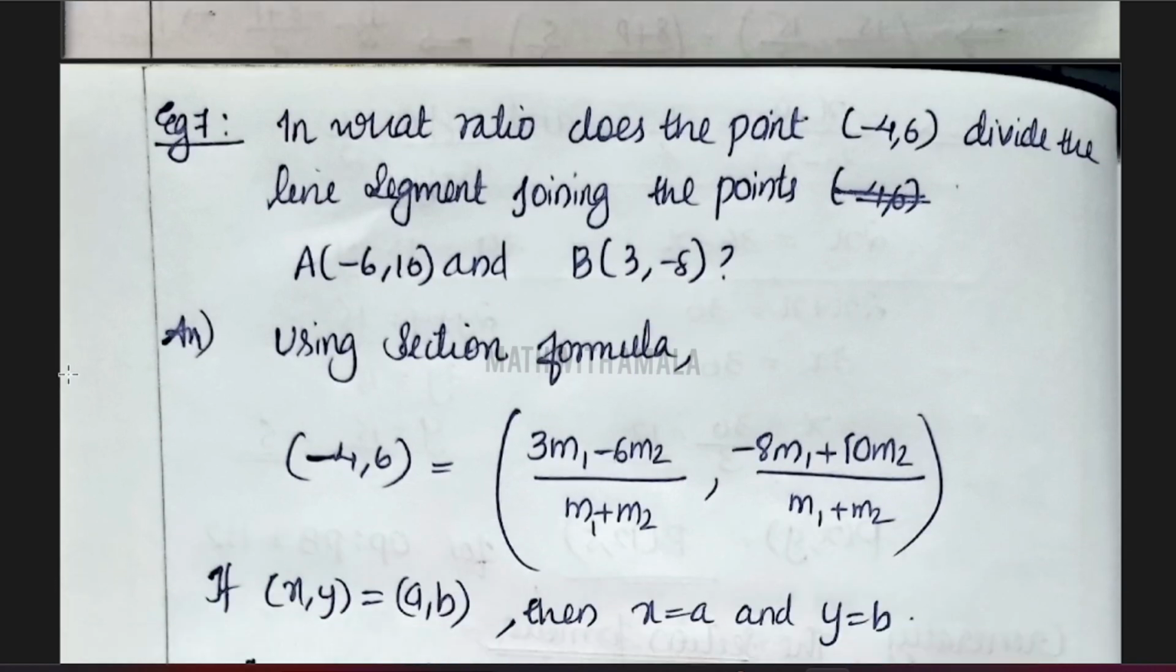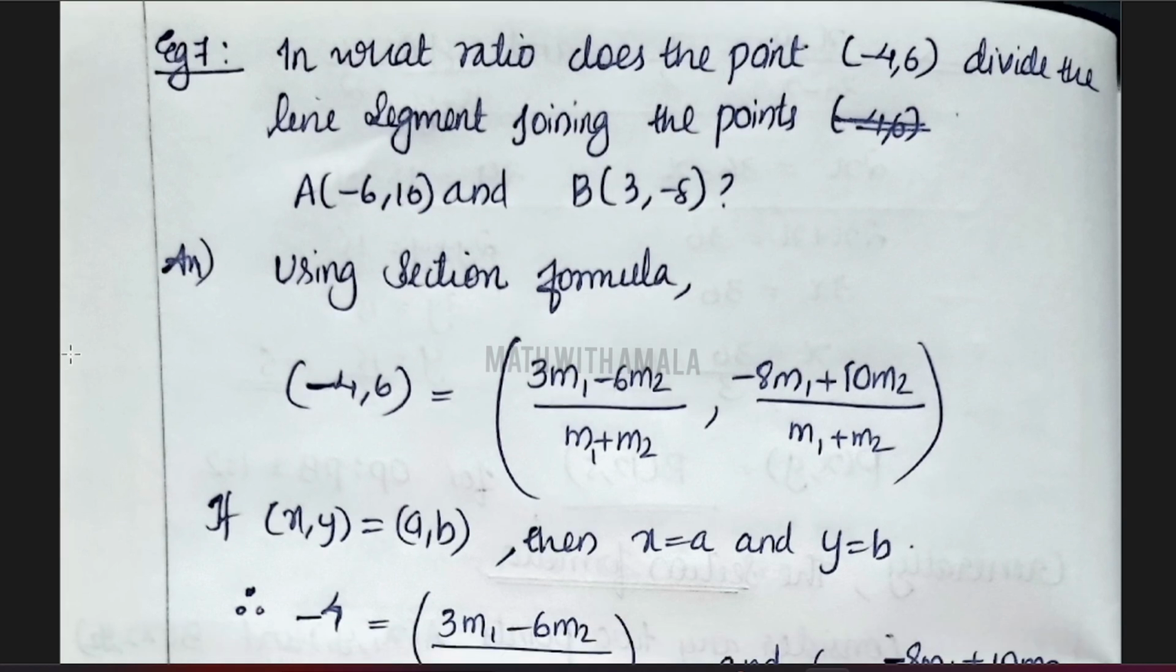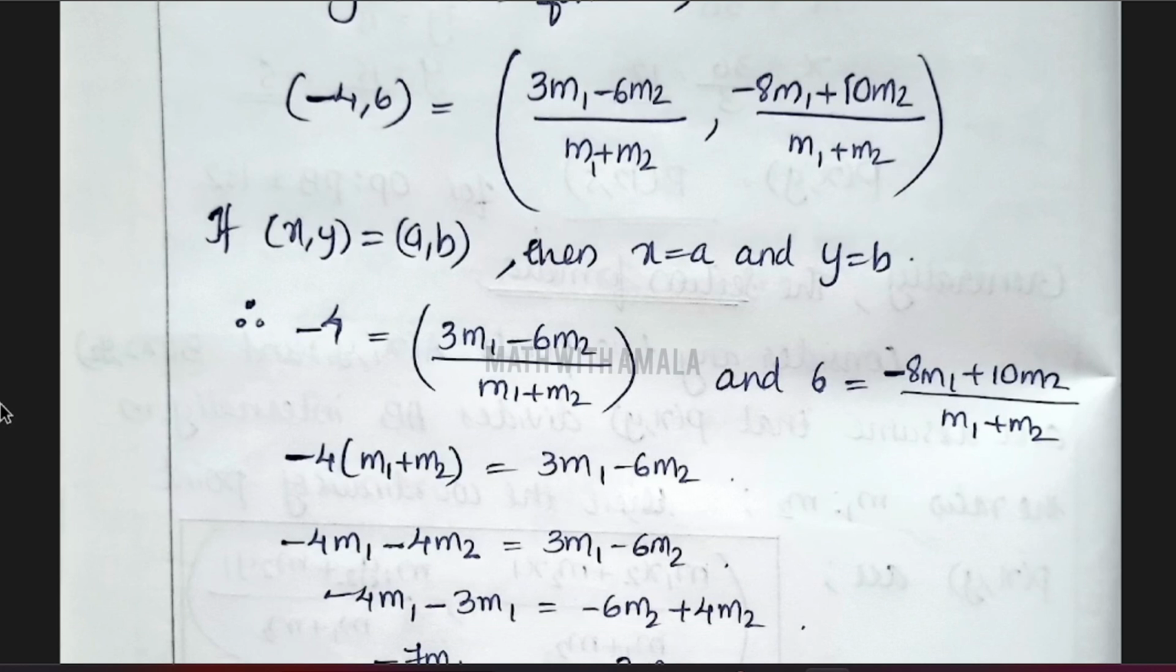Example number 7. In what ratio does the point minus 4, 6 divide the line segment joining the points A minus 6, 10 and B 3, minus 8? Here we can use the section formula in order to find the ratio of the cutting. Minus 4, 6 can be written like 3m1 minus 6m2 by m1 plus m2, minus 8m1 plus 10m2 by m1 plus m2. If this x, y is A, B, then x equal to A and y equal to B, then you can substitute that. Therefore, minus 4 is equal to 3m1 minus 6m2 divided by m1 plus m2 and 6 equal to minus 8m1 plus 10m2 by m1 plus m2.